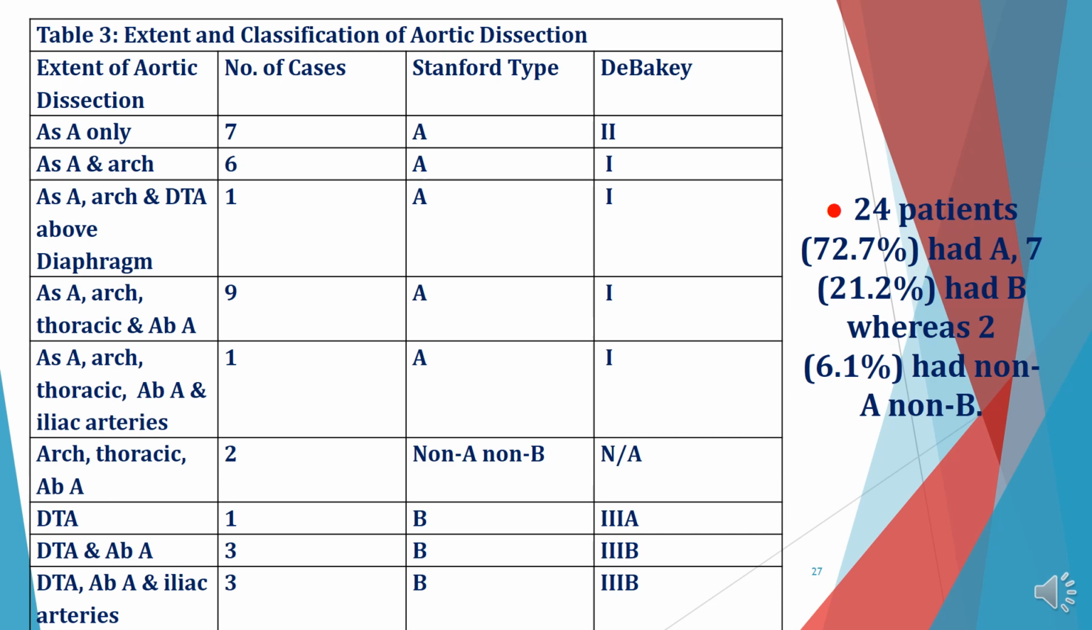In this table, the extent and classification of aortic dissection is shown in the patients enrolled in the study. As a summary, 24 patients, that is 72.7%, had Stanford type A. 7 patients, that is 21.2%, had Stanford type B, whereas 2 patients, that is 6.1%, had non-A, non-B aortic dissection.